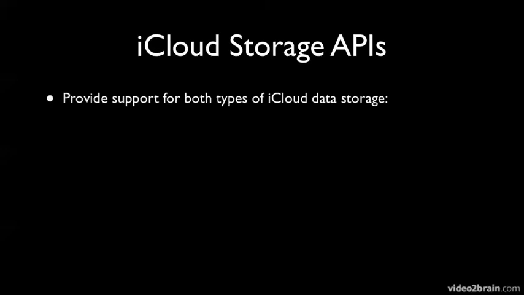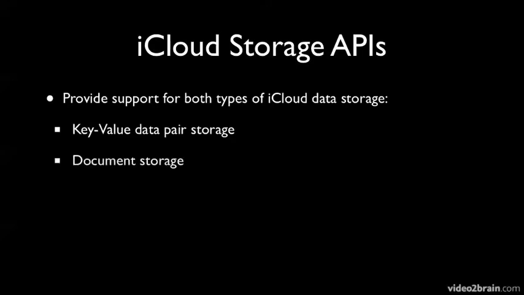Now, the iCloud storage APIs have also been added in iOS 5 to support iCloud in our own applications. They provide support for both types of iCloud data storage, both key-value data pair storage and document storage. This will allow us to build applications which can share settings between different devices or can share documents between different devices. iCloud promises to be very exciting and to change the way we actually allow our users to work with our applications. So this particular set of APIs is also definitely worth looking into, and we'll be looking at it later on.